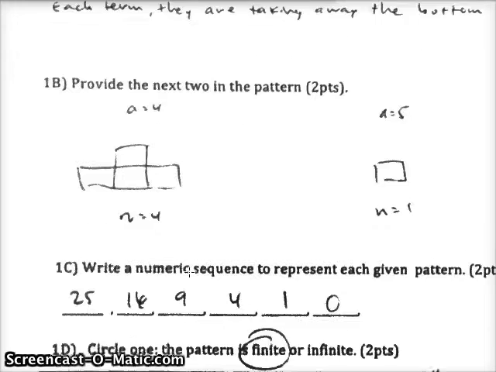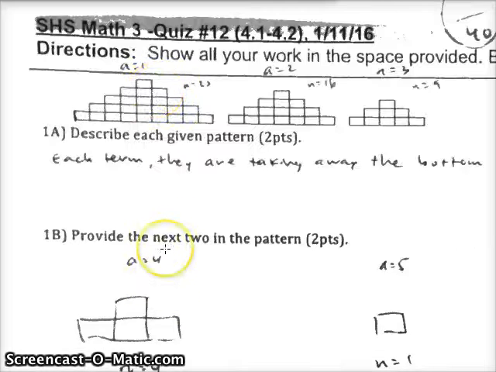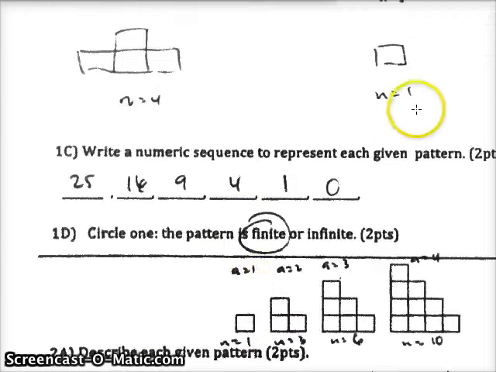Write a numeric sequence. Numeric means a number sequence to represent each given pattern. So I just count up all the boxes here. That's 25, 16. This one is 9. This one becomes 4, and that one becomes 1. Now notice how I have an extra blank here, which means that if I remove this bottom row, or remove that row, there would be no more left, so that would be 0.